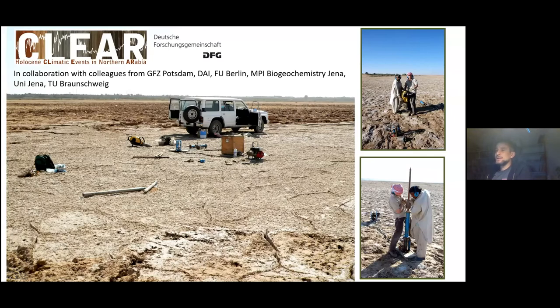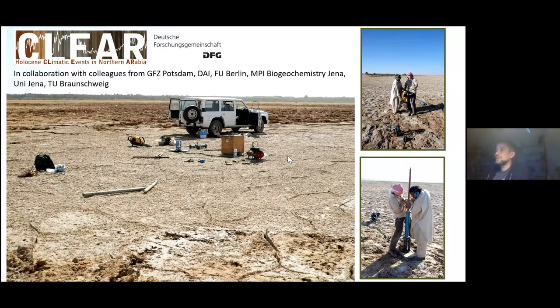The project that was established to study this core was called CLEAR. It was a collaboration with colleagues from several different institutions and funded by the German Research Foundation. This is just one impression from the center of the SAPCA with tepee structures, with salt polygons and massive salt and gypsum crust on the surface.